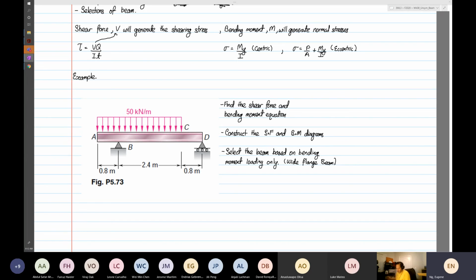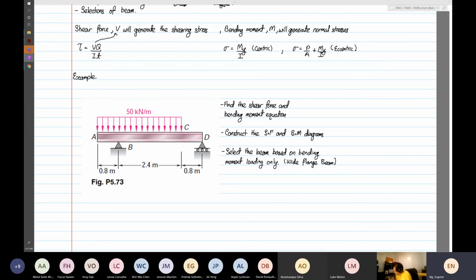So if you look at the example, this is not a simply supported beam, but we call it an overhanging beam. Okay, so from A to B you have a pin at point B, and a pin at point D. From A to C you have an equivalent evenly distributed load of 50 kilonewton per meter. So the first thing that we're going to do, number one.